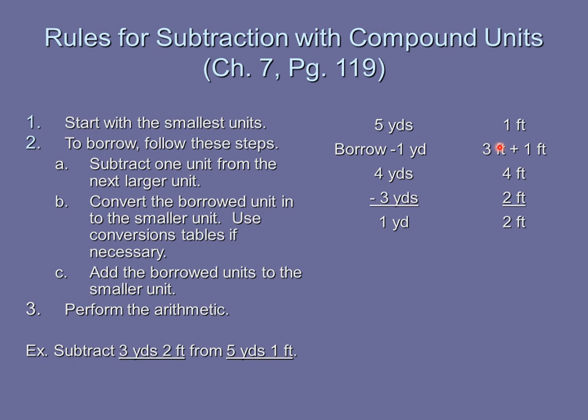Now you are ready to subtract, because 2 feet can be subtracted from 4 feet. After this subtraction, you get 2 feet, and here, since you borrowed 1 year, you will be left with 4 years, and you are subtracting 3 years, so it will be 1 year left. So the answer would be 1 yard 2 feet.